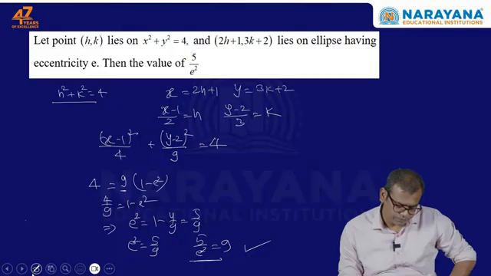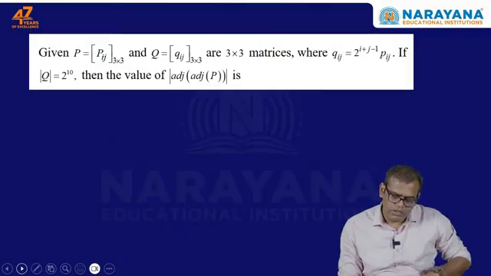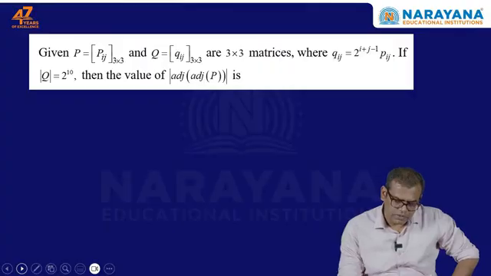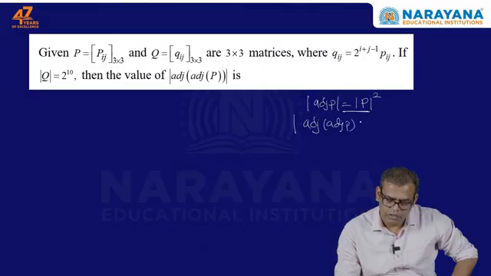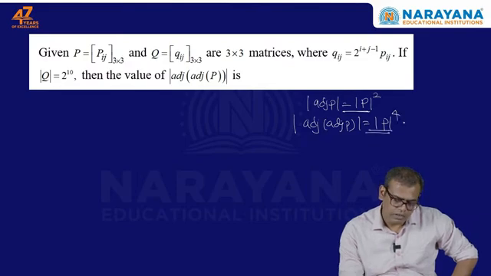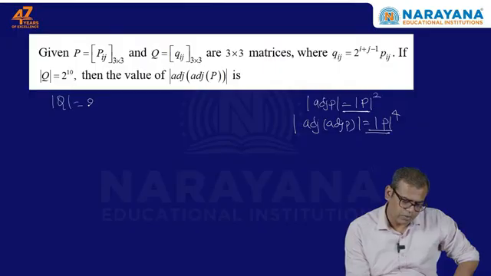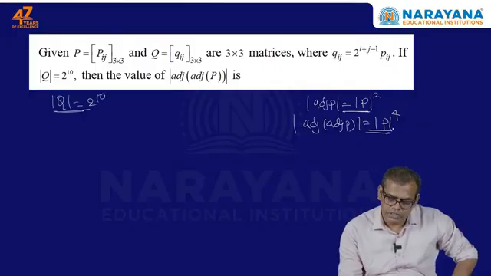Now the next question is, this is a very popular concept. This is one result we know: determinant of adjoint of P will come as determinant of P to the power 3 minus 1, the order of the matrix being 3, then 2 will come. And again, if you take determinant of adjoint of adjoint of P, it will come determinant of P to the power 4. And what is given here is determinant of Q is 2 to the power 10. So try to establish the relation between determinant of P and determinant of Q.